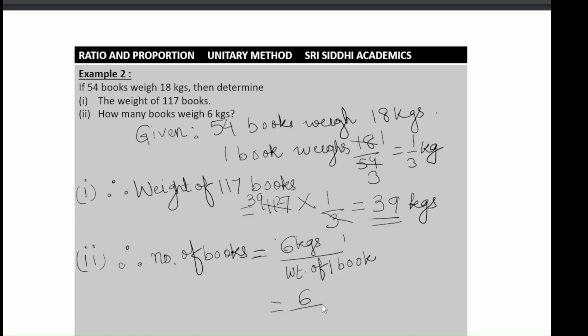So 6 kg divided by 1 by 3. We have to write the reciprocal of 1 by 3. The reciprocal of 1 by 3 is 3. So 18. 6 threes are 18. So 18 books will weigh 6 kgs. I hope we are clear with the unitary method.